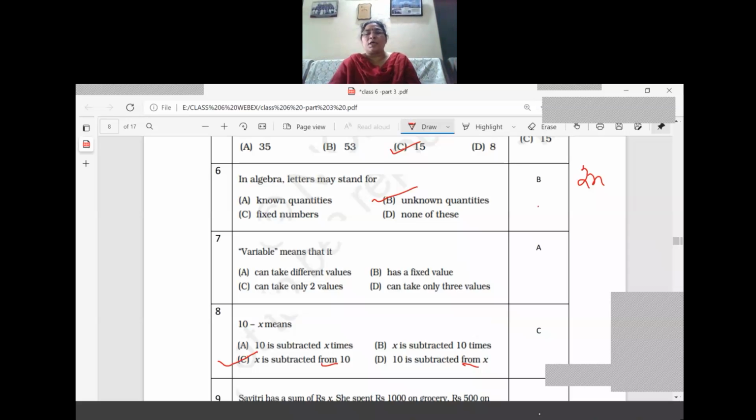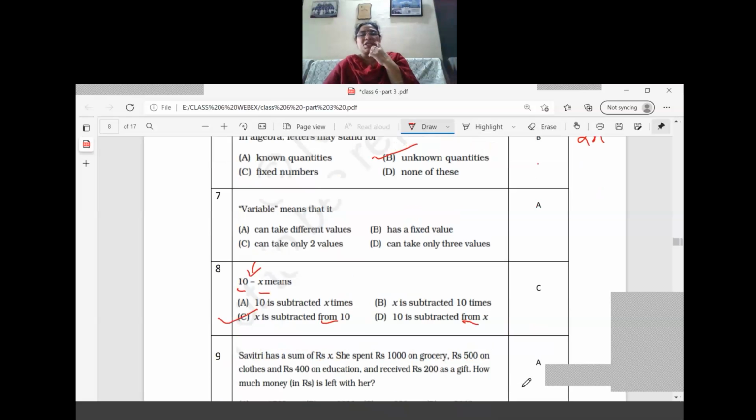So clear? So in all these questions, what happens? You can see the number, you can see the variable, and you can see the subtraction operation here. So all these are coming in algebra only.